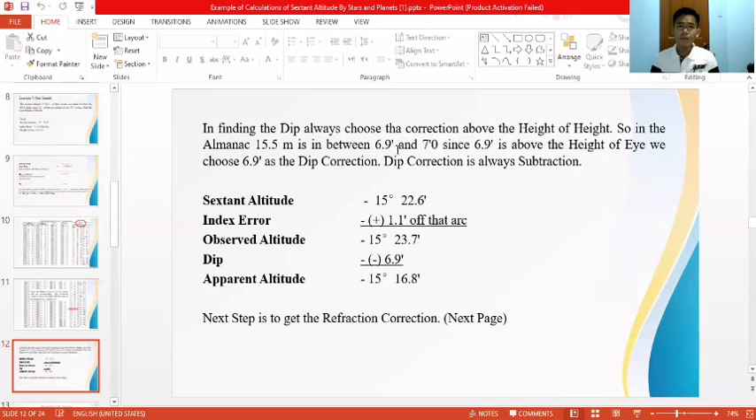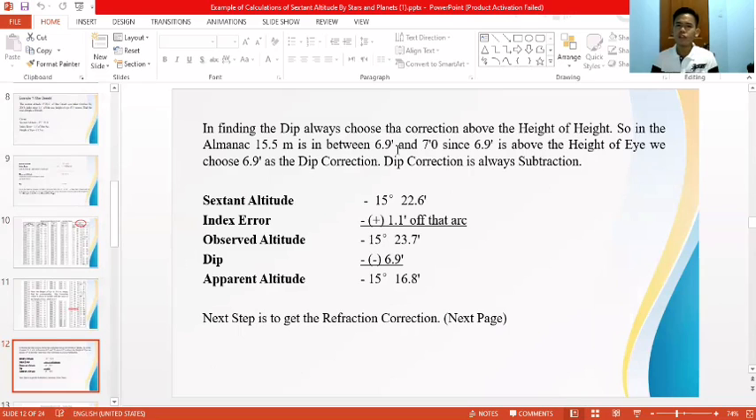In finding the dip, always choose the correction above the height of eye. So in the almanac, 15.5 meters is in between 6.9 minutes and 7 minutes. Since 6.9 is above the height of eye, we chose 6.9 as the dip correction. Dip correction is always subtraction. So here's how it's calculated.